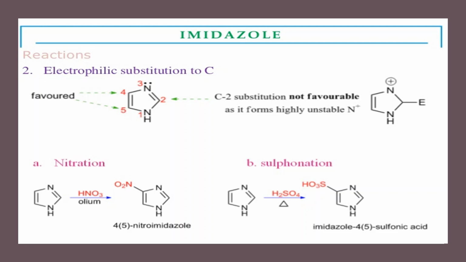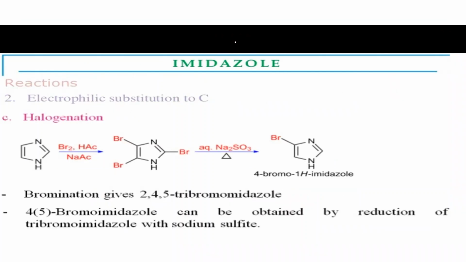So at the 4th position, it undergoes sulfonation and nitration. Now bromination. If you treat it with bromine in acetic acid, it undergoes bromination at all the 3 positions. This one, when treated with sodium sulfite, undergoes reduction to give you only 4-bromo-1H-imidazole. So this is your halogenation. Halogenation takes place at all the positions.